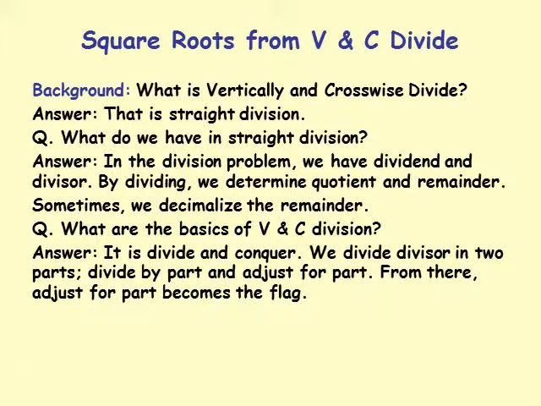What are the basics of vertically and crosswise division? Let's see if you still recall what is involved. Answer, it's divide and conquer. We divide the division into two parts, divide by part and adjust for part. The adjust for part becomes the flag digits.